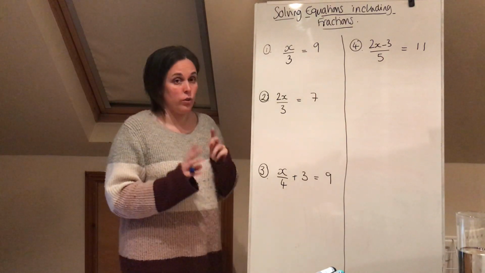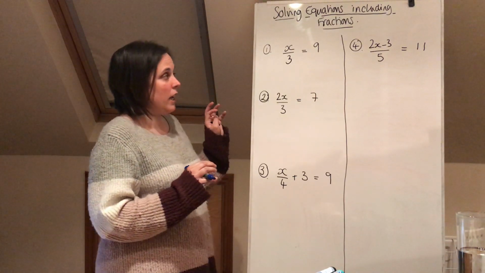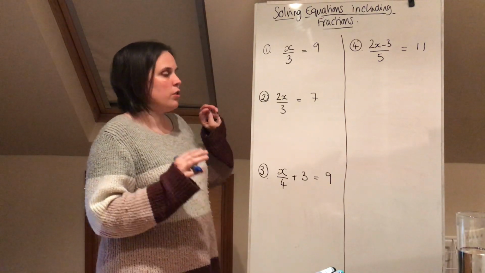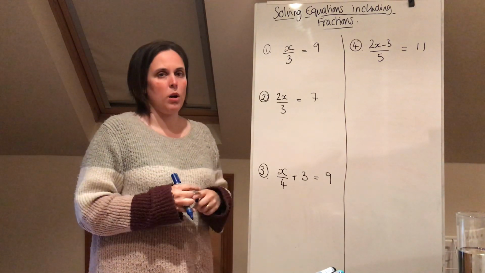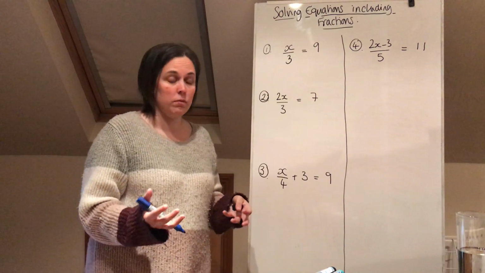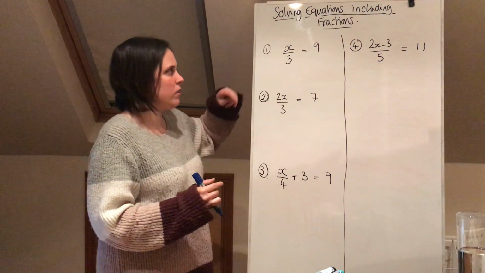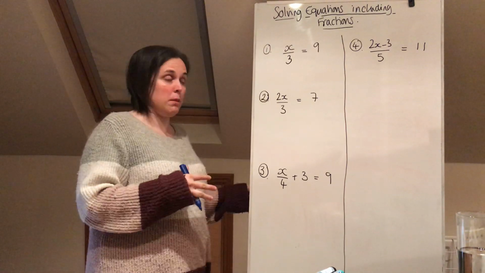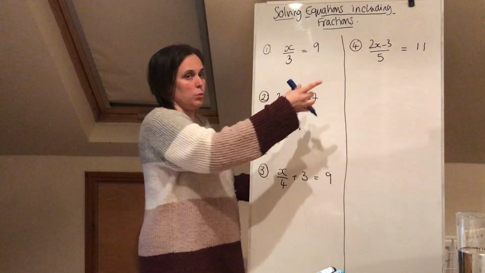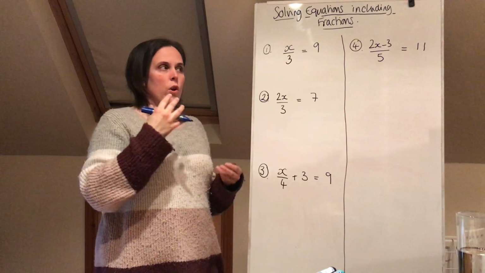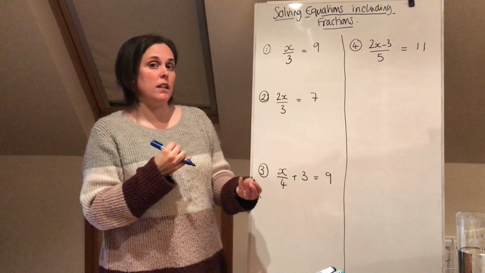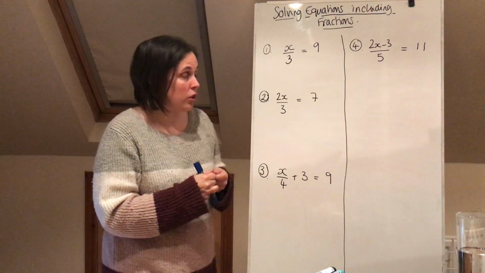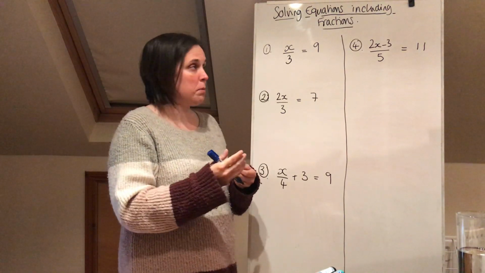So if you notice, I've got 4 different questions on the board, and they build with difficulty as we go along. So just remember first of all that a fraction bar is the same as divide. Okay, so fraction bar means divide. So if I've got here x over 3, it means x divided by 3. And if that is equal to 9, I'm saying, well, what number when I divide by 3 gives me 9? And you've got to remember that the inverse operation of divide is to multiply.